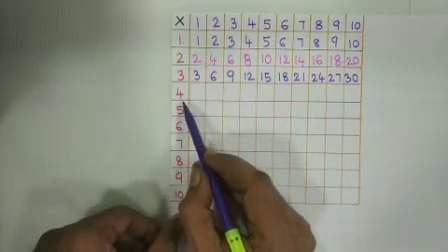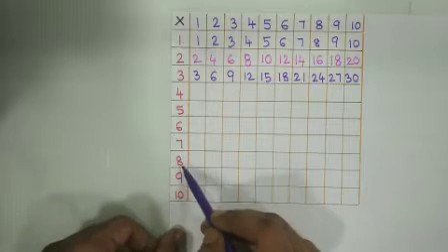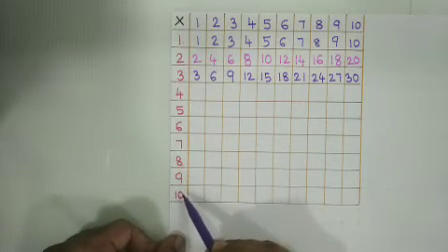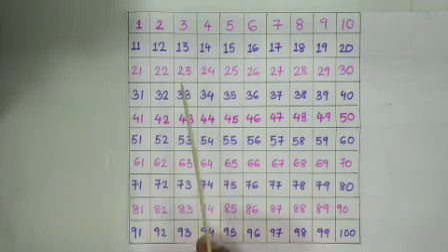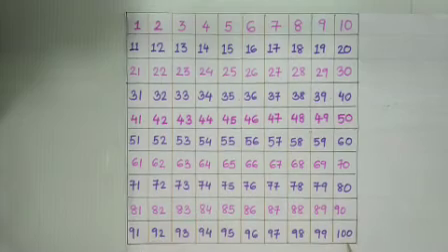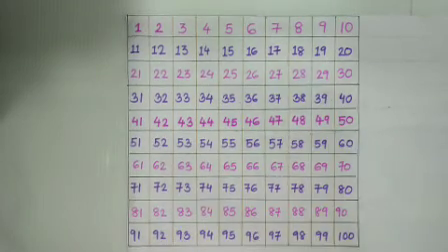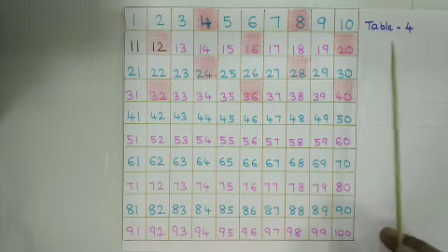So in the same manner, you can do 4 table, 5 table, 6 table, 7 table, 8 table, 9 table and 10 table. More activity is there. Write the numbers from 1 to 100. Now take the table between 2 to 10.